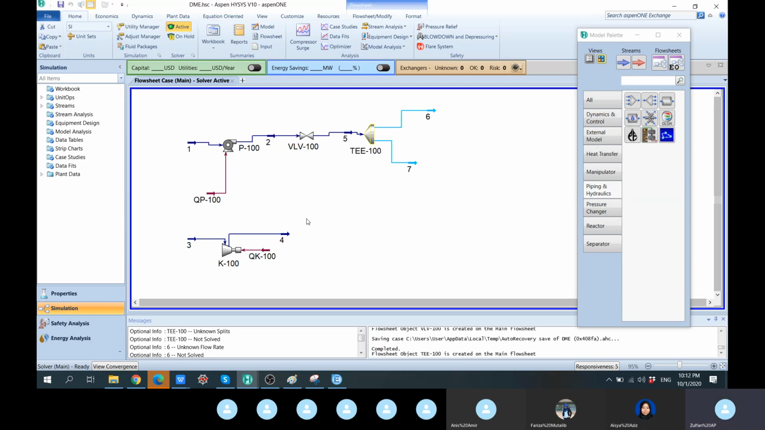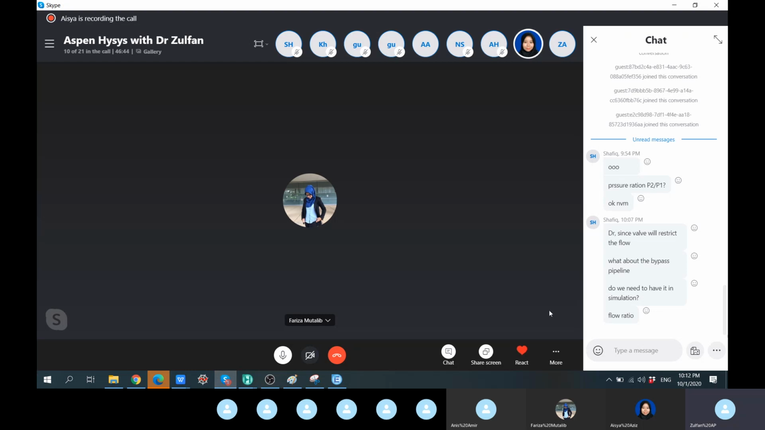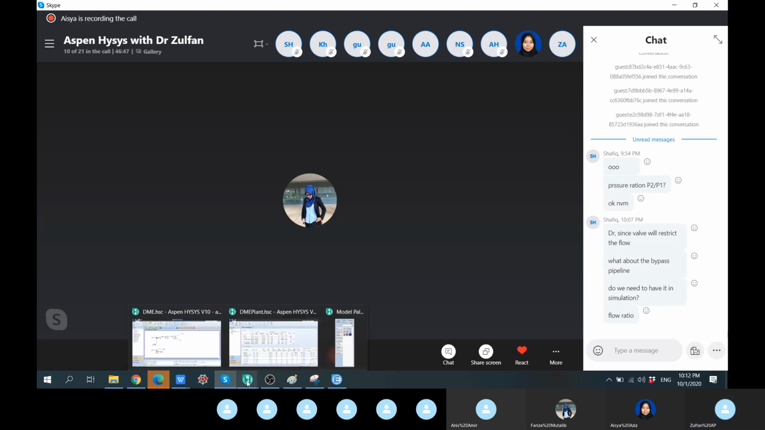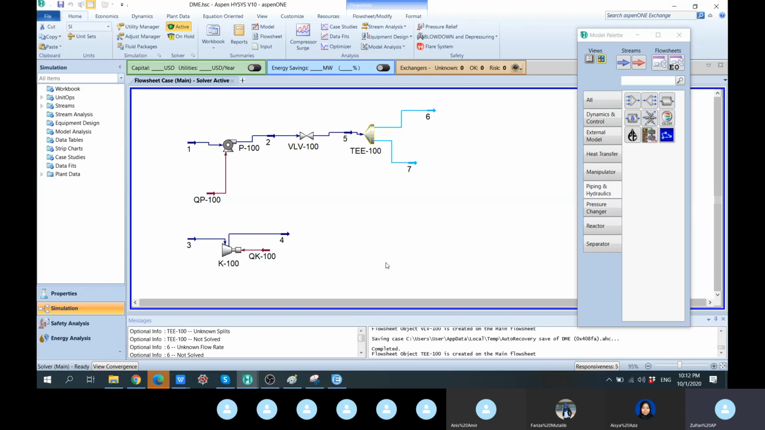Remember, this is steady state, so it has to be a mass balance at all times. Okay, flow ratio. Yeah, what does it mean by flow ratio? You are right, yeah, correct, Shafiq. But what does it mean in simple English? Flow ratio. It's just the ratio between this flow and that flow, any ratio. So you could say, I want 50% to go here, which means the other 50% will go there, or 30% goes here and 70% goes there.